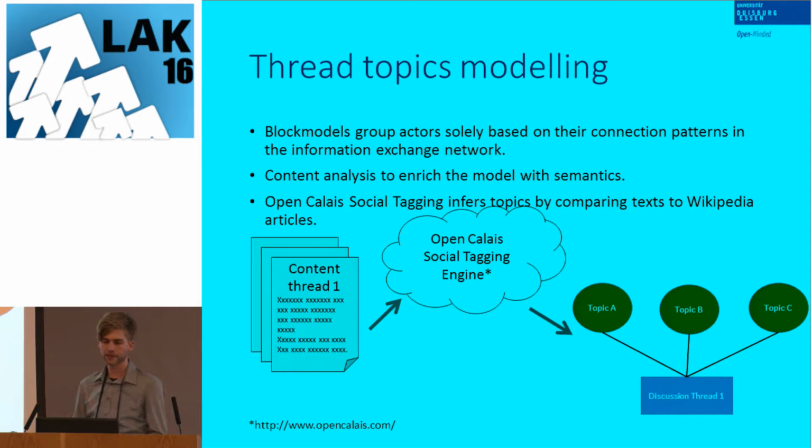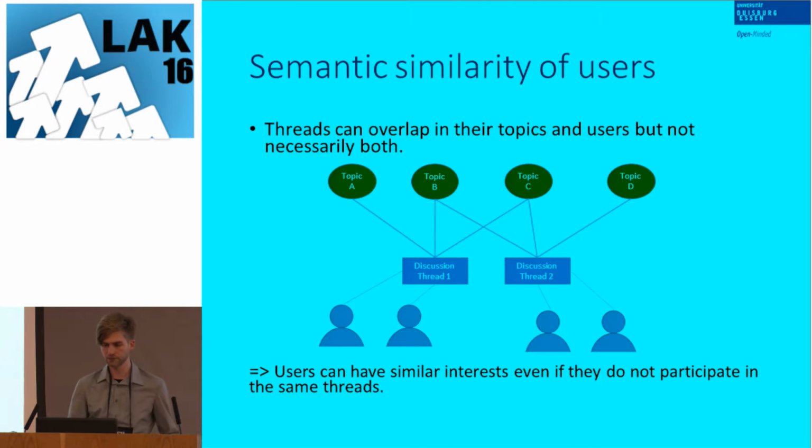We use the OpenCalais social tagging engine to infer topics. The social tagging engine of OpenCalais compares the thread content to Wikipedia articles, and if a Wikipedia article is similar enough, it assigns the title of this article as the topic. So this gives us a bit more fine-grained topics than the typical latent Dirichlet topics, but more general topics than keyword extraction, which makes it very suitable for our purposes. Once we have this, we can derive semantic similarity of users.